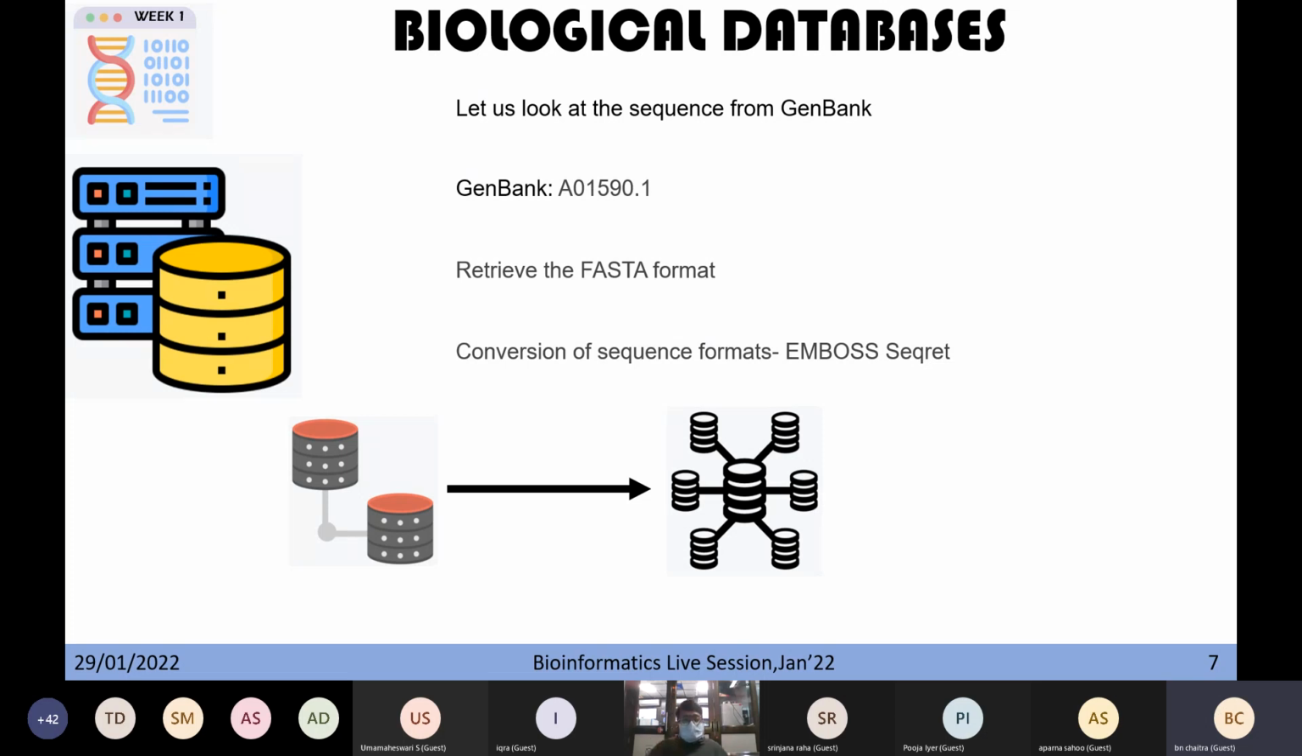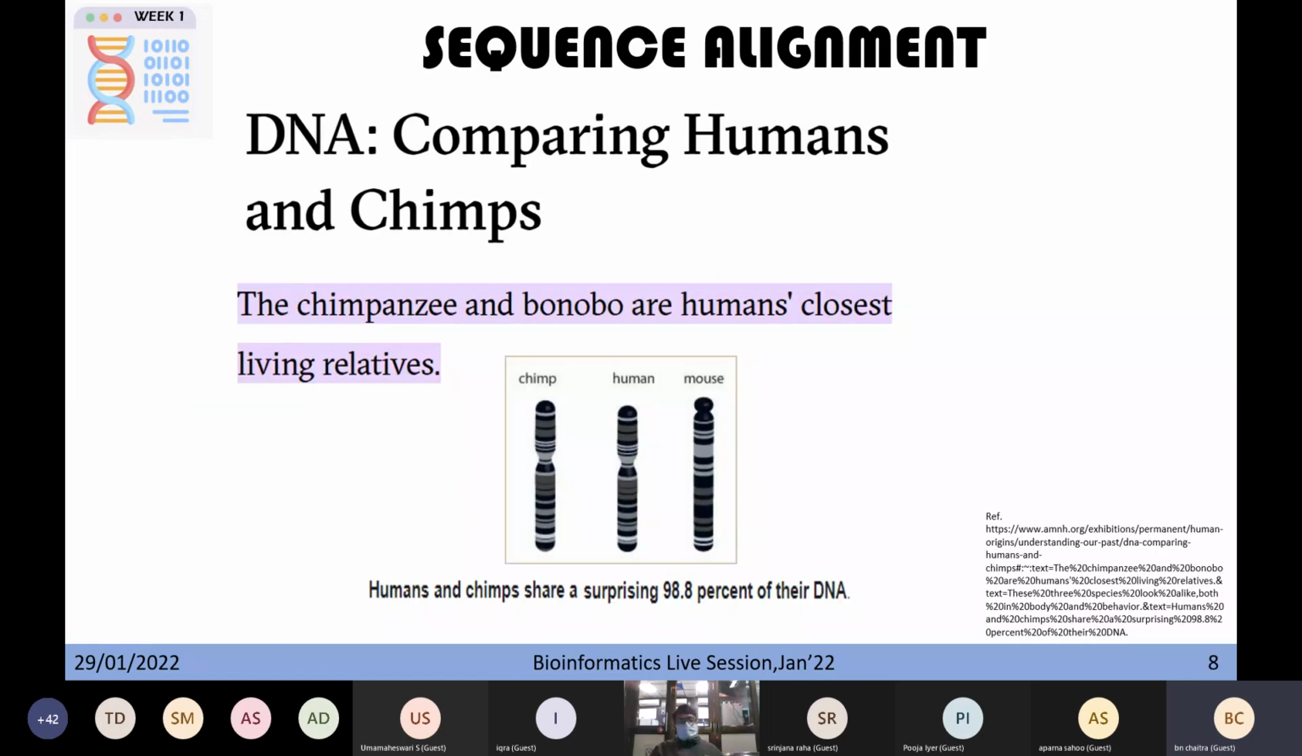So the biological databases are very much interconnected, and it is a combination of relational, object oriented, and all kinds of databases. It helps in storing information as well as collecting information, and in the knowledge to interpret the result. So now let us go to sequence alignment.